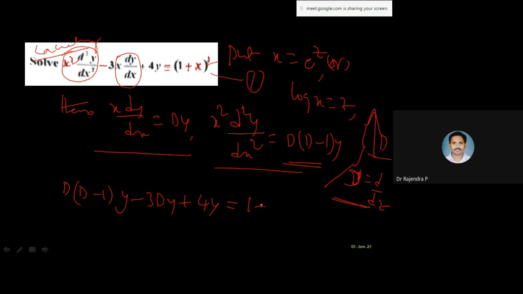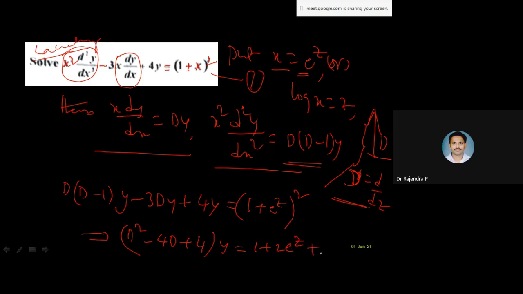So 1 plus, what is the x we have taken? x is equal to e power z, whole square. We have to convert the whole problem from x in terms of z by substituting these results. Understood? So now I can take these values: D square minus D minus 3D plus 4, into y, which is equal to, on expanding, 1 plus 2 e power z plus e power 2z. Isn't it?